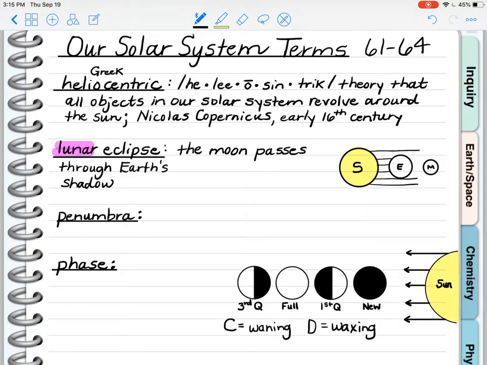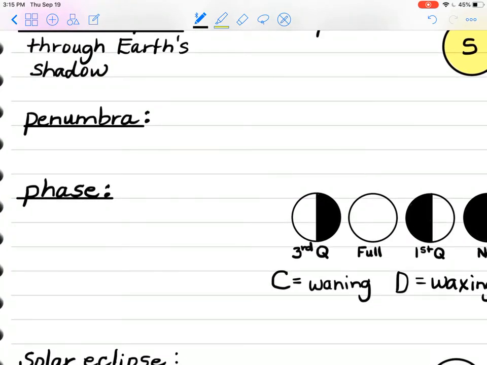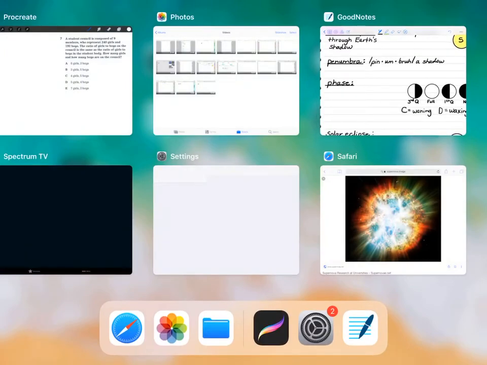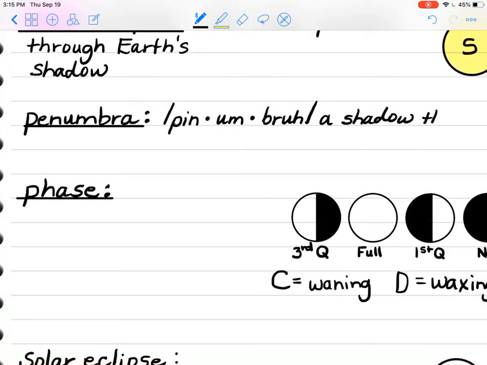Okay, the next term is penumbra. Penumbra. And it looks tough, but it's really what it looks like. It's pronounced penumbra. And a penumbra is a shadow that is cast during a solar eclipse.